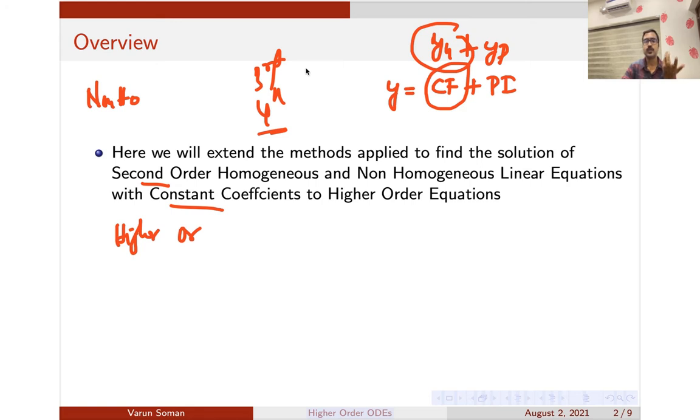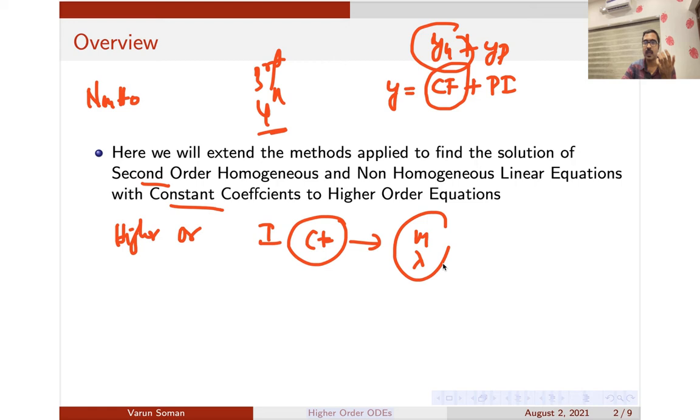As you know, it will have two parts. First step is you have to find the Cf. In order to find the Cf, what will you do? You will write the corresponding auxiliary equation and solve for m or lambda, whatever it may be. When you get the roots, you will write the corresponding solution. That's one method. Once we have found the Cf, the next step is you have to find the Pi, or particular integral, the particular solution.